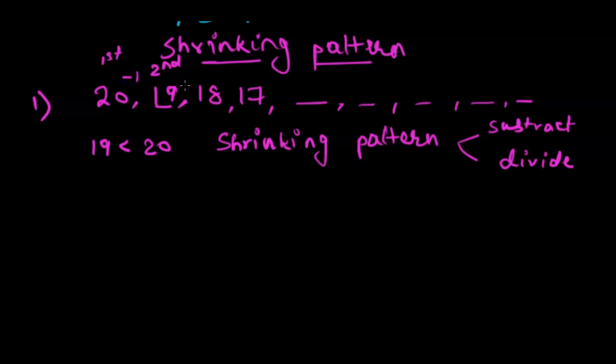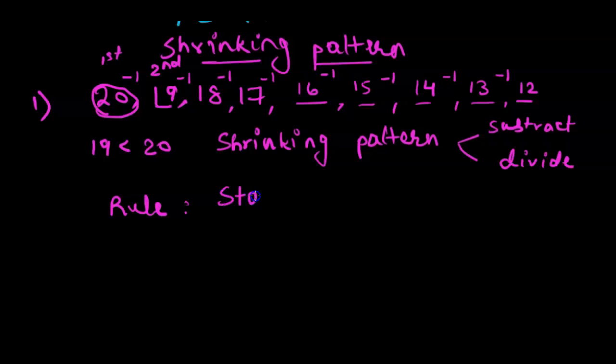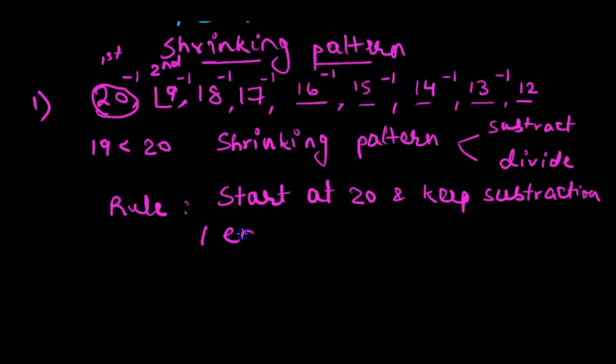Now we see what subtracted from 20 would give us 19. 20 minus 1 is 19. Similarly, 19 minus 1 is 18, 18 minus 1 is 17, and so on. We can fill up the pattern. Once we have filled up the pattern, we have to write the rule, and the rule would say the start number, so we would say start at 20 and keep subtracting 1 each time. You can also have big number examples.